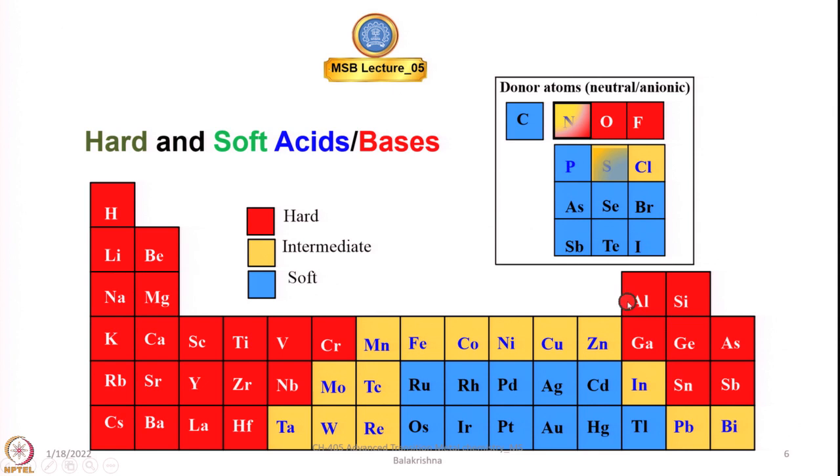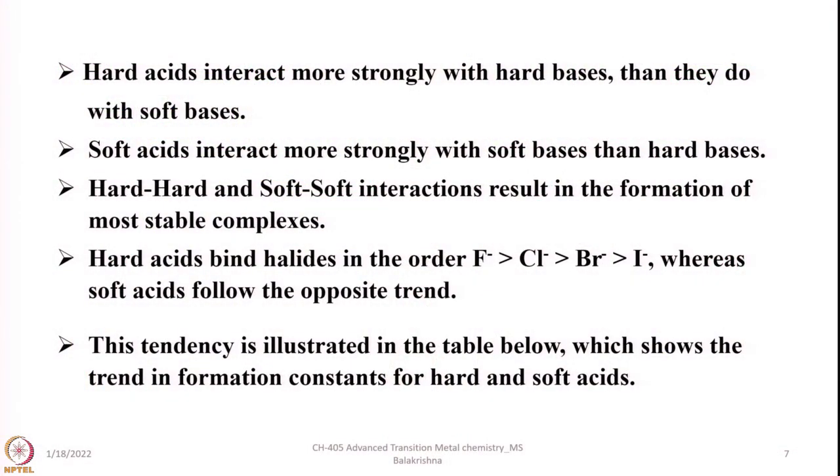And here aluminium, silicon, gallium, germanium and tin, when it comes to metallic properties, are soft hard acids. Hard acids interact more strongly with hard bases than they do with soft bases. That is the reason the combination of hard acid and hard base is more stable, and similarly a combination of soft acid and soft base is very stable.